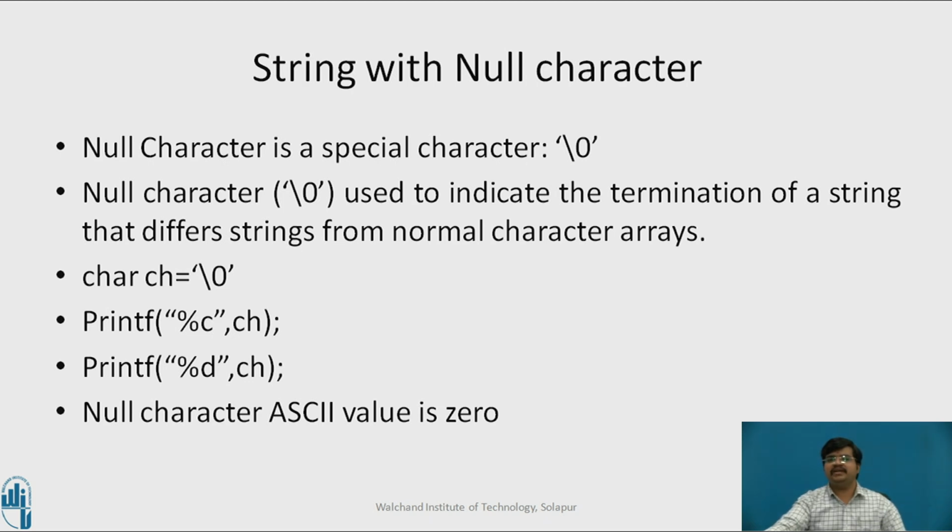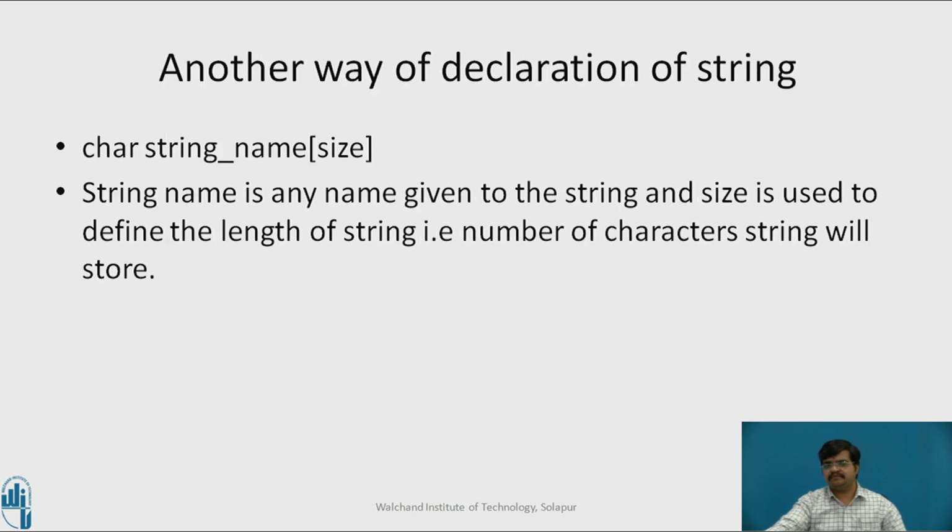After that, point number 5, printf %d, ch. So what will this print? This will print the ASCII value of the null character. So null character ASCII value is 0. So point number 5, printf %d, ch will print 0. Point number 4, printf %c, ch is going to print nothing. So this is about a null character in a string.